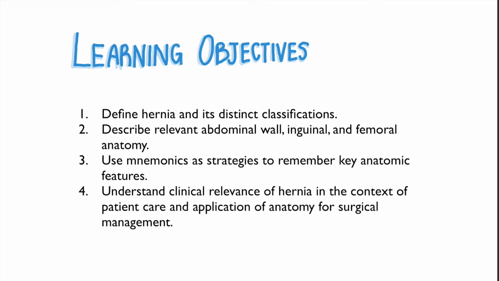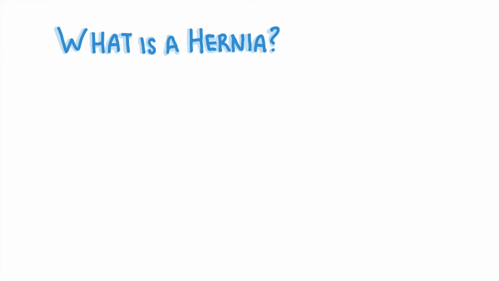Second is to describe relevant abdominal wall, inguinal, and femoral anatomy. Third is to use mnemonics as strategies to remember key anatomic features. And fourth is to understand clinical relevance of hernia in the context of patient care and application of anatomy for surgical management. So first, let's talk about what is a hernia.